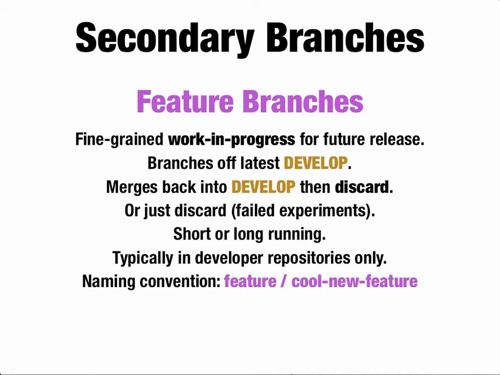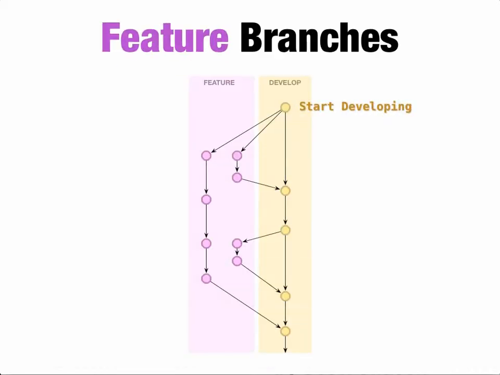And what's nice is with Git, you can use the naming convention feature/ and then whatever the feature name is, and then several of the tools will actually collect all the feature branches together, so you can see those very easily. So here's what a feature branch would look like.